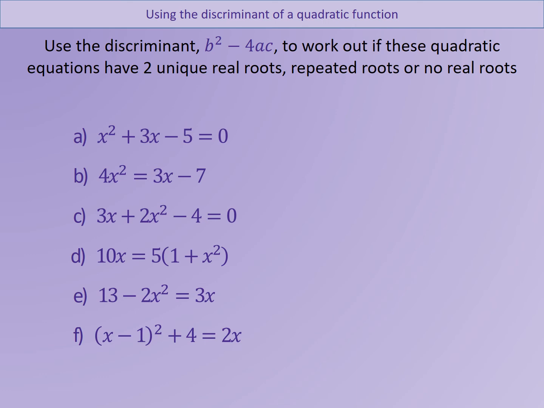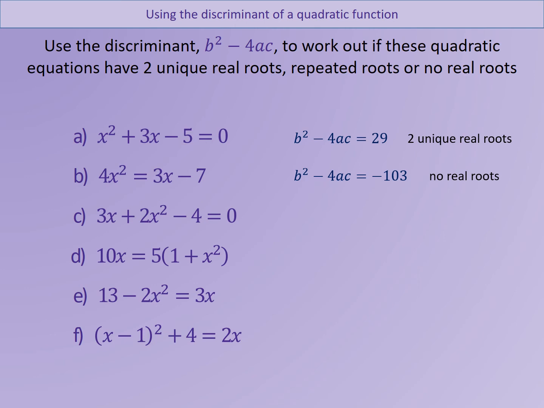Okay, so in part A, we've already said that A is 1, B is 3, C is -5, and if you place those correctly into the discriminant, you get a value of 29. Positive value, so 2 unique real roots. In number 2, you should have written down that A is 4, B is -3, and C is 7. And if you put those values into the discriminant, you end up with a value of -103. Negative, therefore no real roots.